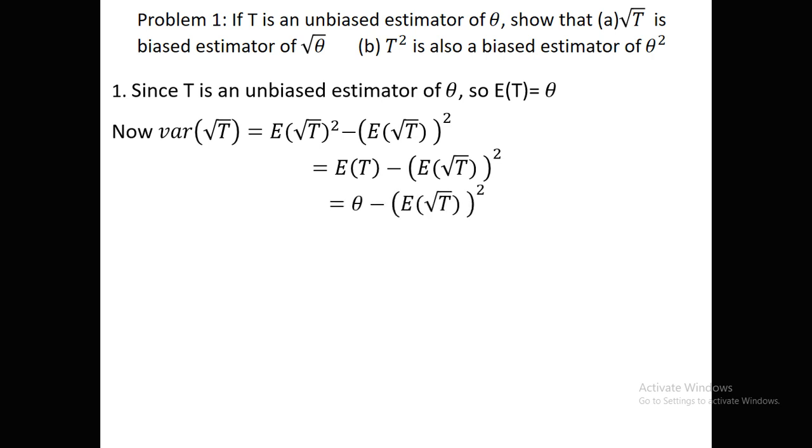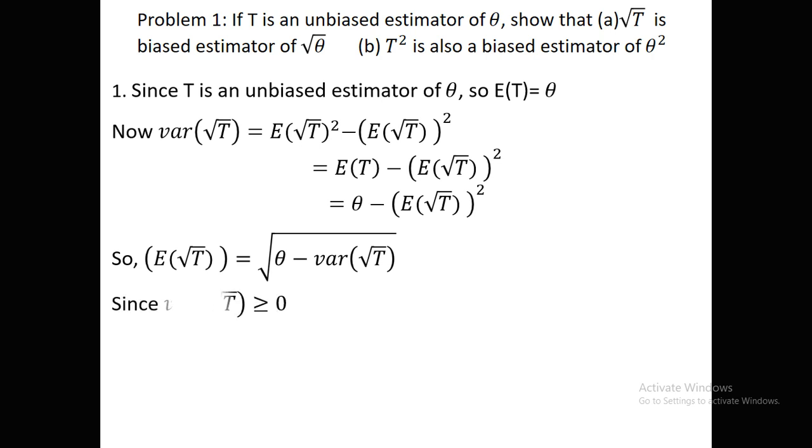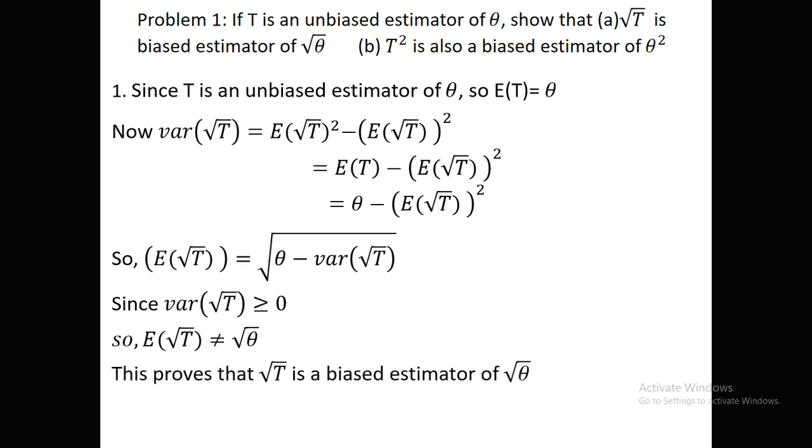Now this will give you E of root T. I already told you for problem A, we need to calculate E of root T. Now see, E of root T equals the square root of theta minus var of root T. So since variance is always a non-negative quantity, we can easily say that E of root T can never be equal to root theta, which shows that it is a biased estimator of root theta.